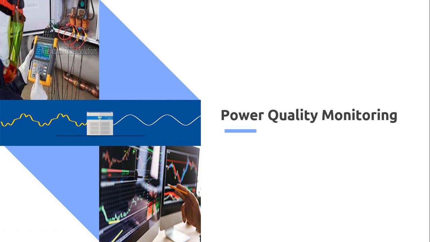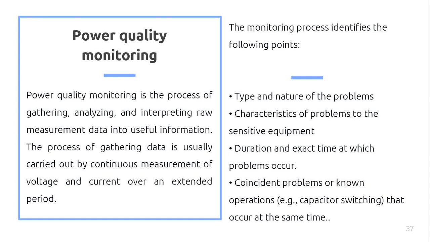Now, power quality monitoring. Why do we need to monitor this issue? Because all our equipment measures the RMS value at 50 Hz, but the harmonics present in our system are not at 50 Hz, and normal meters generally do not measure those harmonics. So we have to monitor our power quality with different types of devices.